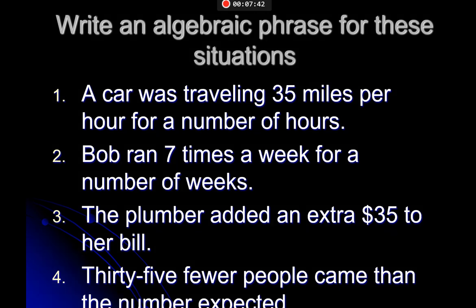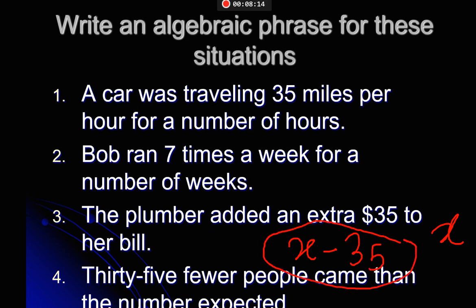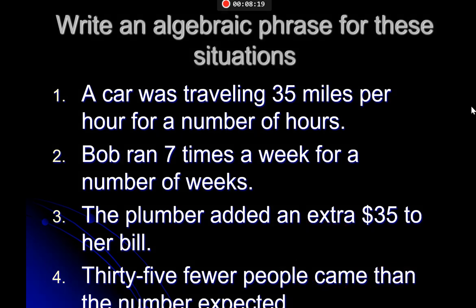35 fewer people came than the number expected. Suppose the expected number of people is x. 35 fewer people, so 35 less people attended. How can we write it? Our expectation was x and 35 fewer attended, so x minus 35 people came there. So the expression would be x minus 35. That is the way we have to calculate our algebraic expressions.